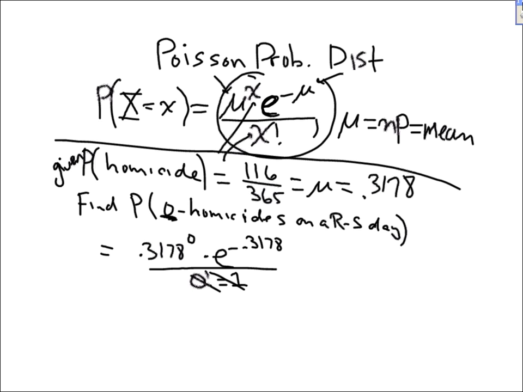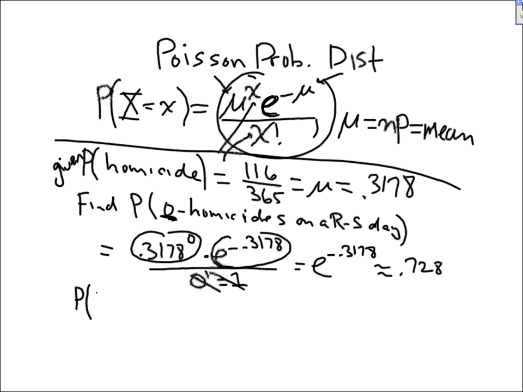By definition, 0 factorial is 1. Dividing by 1, you don't have to do. Any number to the 0 is 1. 1 times this is just that. e to the negative 0.3178. And that's the exact answer, the answer I would like to see, if you must know. But a decimal representation will be approximately 0.728.